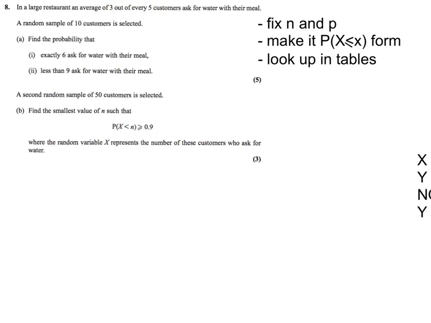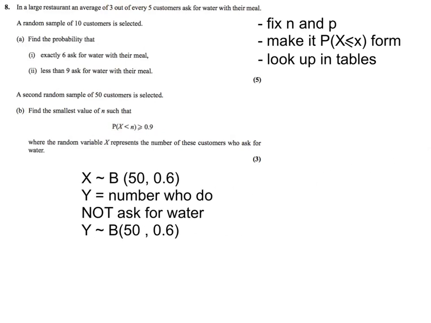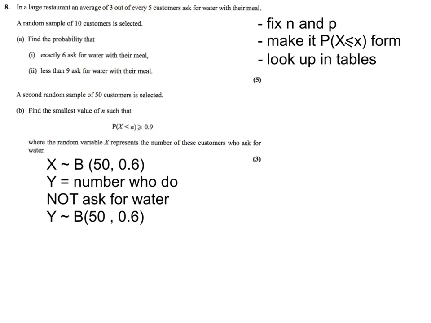So let's think first of all about my distribution. I've started off with a distribution, which is x, the number of customers who ask for water. I know that my n is 50, and my p is straight from the top of the question going to be 0.6. That's straightforward enough, but what can I say that's the opposite of that, so that I've got a probability that's lower than a half? Well, my distribution is going to be the people who don't ask for water. So I'm going to define a new variable y, and that y is going to be the number of people who do not ask for water.